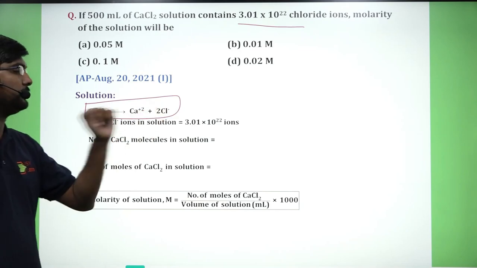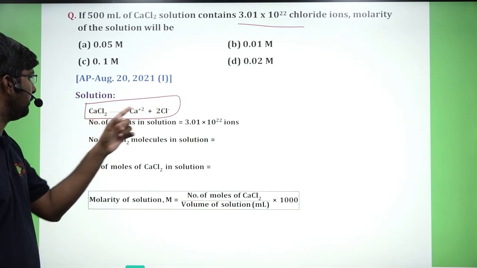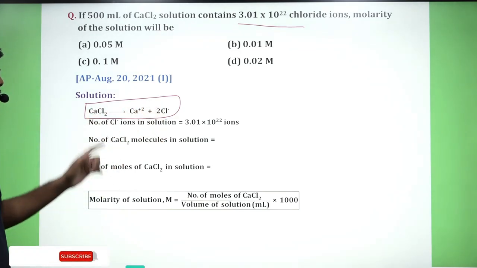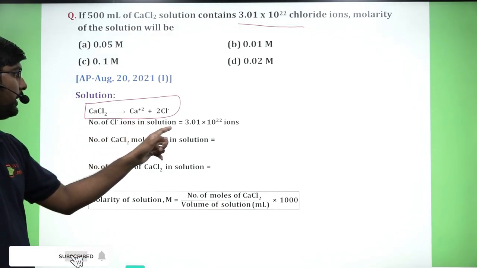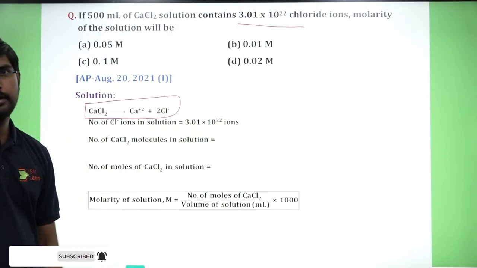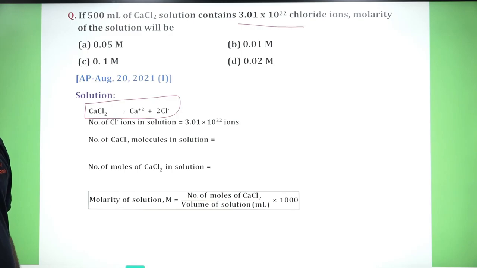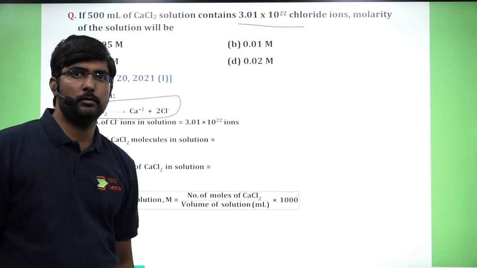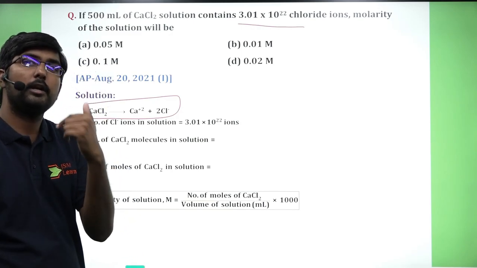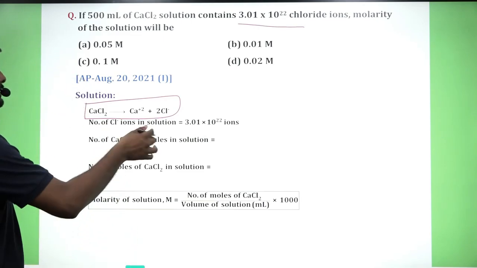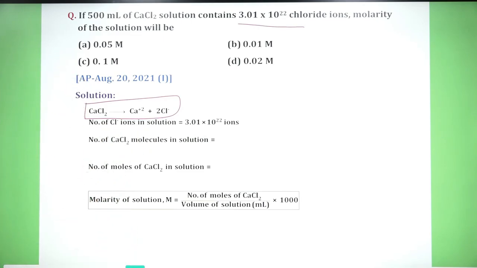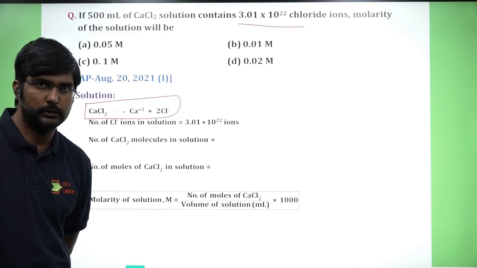Calcium chloride dissociates like this. One molecule will give two chloride ions. So here it is given that the number of chloride ions is equal to these many. But we need the number of moles of CaCl2. So before that, we should calculate the number of molecules of CaCl2. Number of molecules divided by Avogadro number gives the number of moles, right?